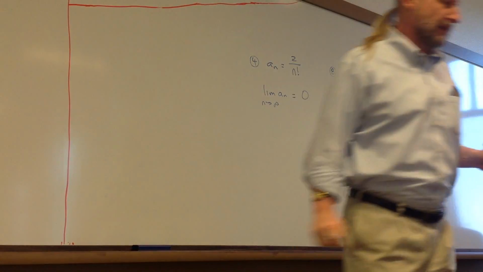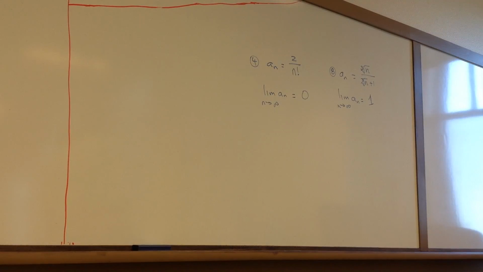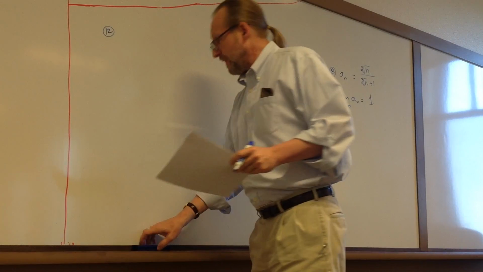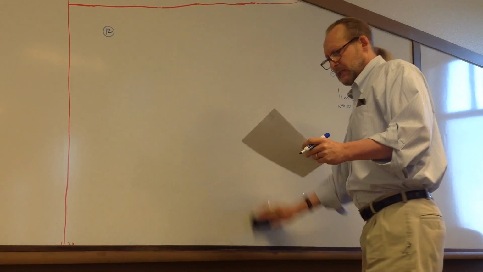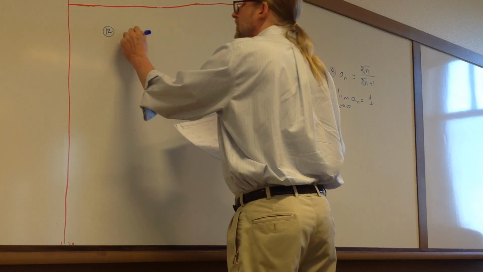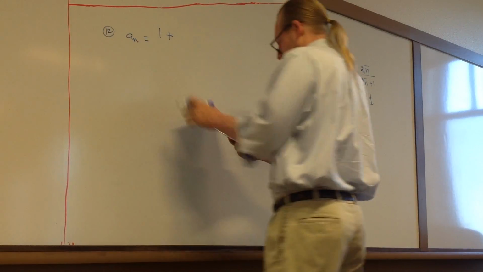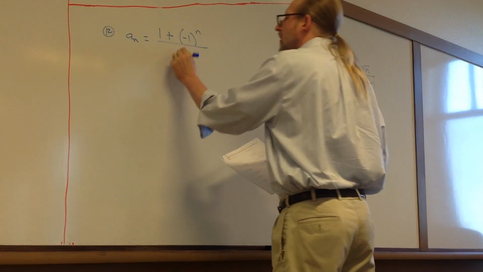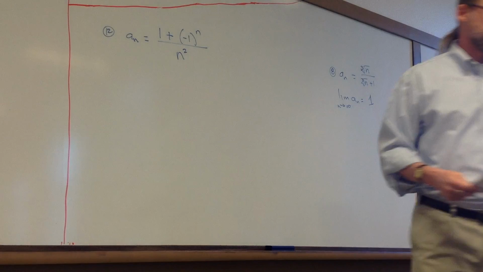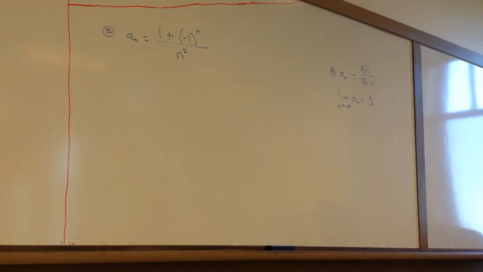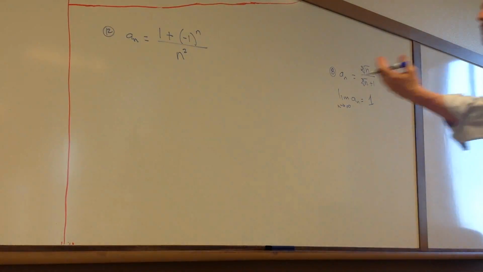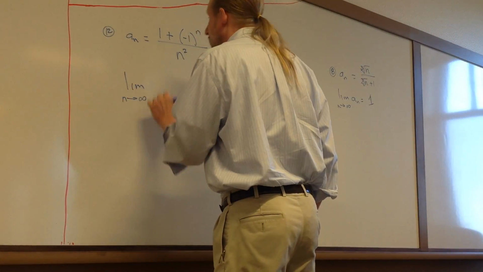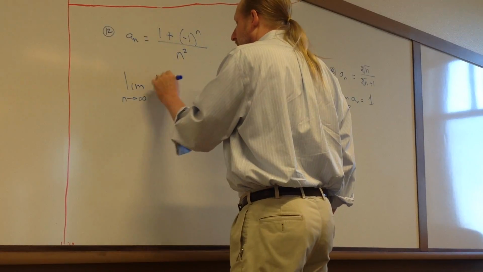All right, let's see what else. Problem 12 is kind of interesting because it incorporates that expression from problem 6. So let's see, problem 12, we've got 1 plus negative 1 to the n power over n squared. Okay, so let's look at what happens if we take the limit as n goes to infinity for this whole expression.